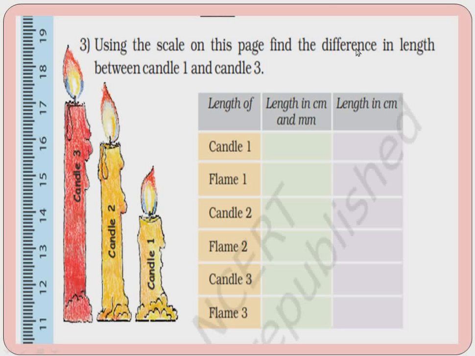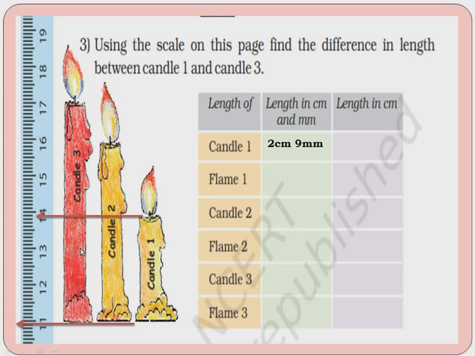Now using the scale on the page, find the difference in the length between candle 1 and candle 3. Between candle 1 and candle 3, using this scale, they are asking us to take it. Now I will make a line here to understand where it is. It is at 11. Okay, length in centimeters and mm, and length in centimeters. Now first candle 1, length in centimeters and mm. Now they are asking only the candle, not the flame.